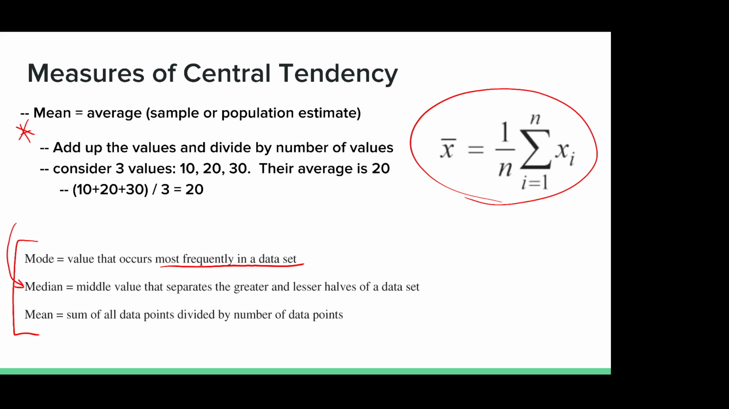If we consider the example of 3 values, 10, 20, 30, to calculate their mean, you would add them up, 10 plus 20 plus 30, and then after you get that quantity, you would divide by the number of those values, which in this case is 3. So this little n means the number of the values, and xi are each of the observations, which in this case is 10, 20, and 30.